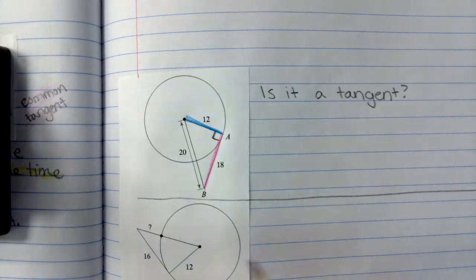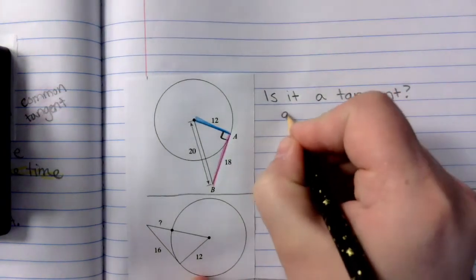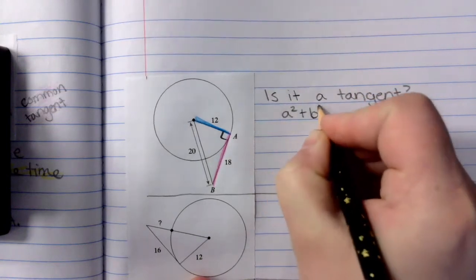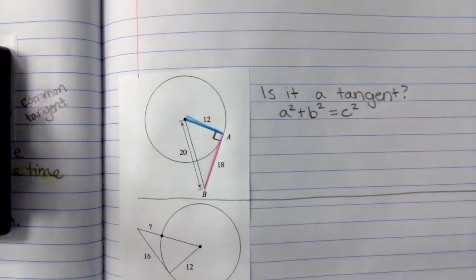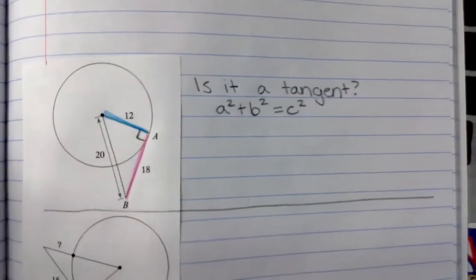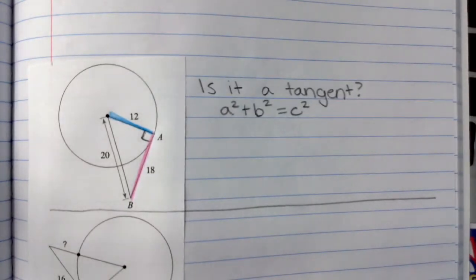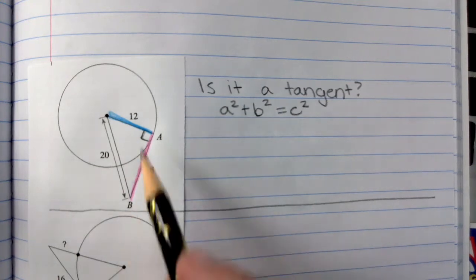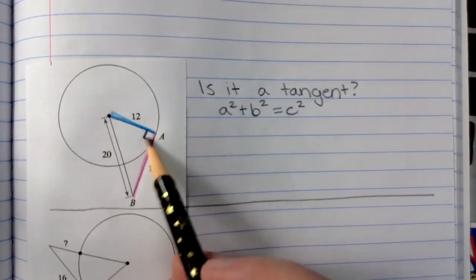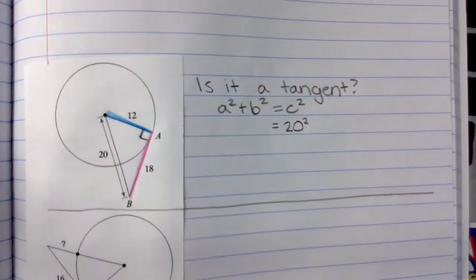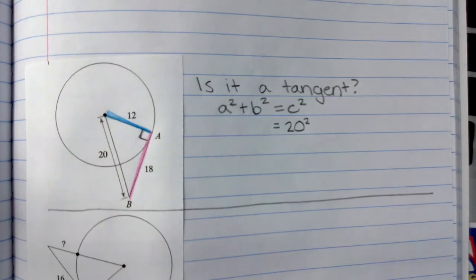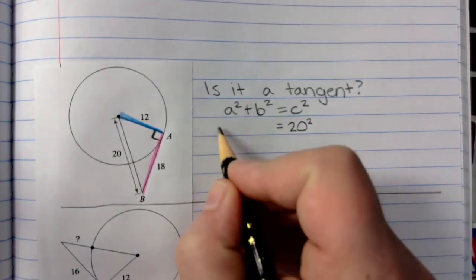Pythagorean. So we're going to do our a squared plus b squared equals c squared. And in that Pythagorean theorem, which one is the most important part? A, B, or C? C. C has to be the hypotenuse, or the longest part. So which one is the hypotenuse? Which one's across from the 90? 20. So 20 is going to go in for C. And then the other two, does it matter which one goes where? Nope. So we could do 12 squared plus 18 squared, or vice versa.